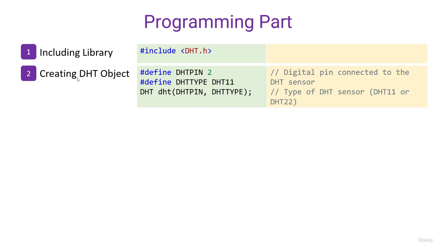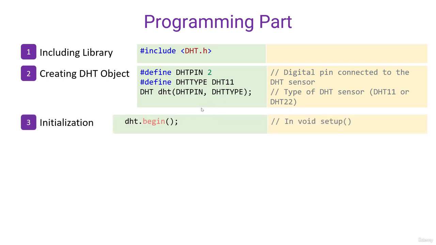The way of creating a DHT object is, first we need to define DHT pin and DHT type. You can skip these two lines if you put the values in manually. Here we type DHT in capital letters, then you can give an object name like DHT1, DHT2 or whatever you want. Then in place of DHT pin, you need to define which pin you are using for DHT input, and DHT type, whether it's a DHT11 or DHT22. You need to define that here.